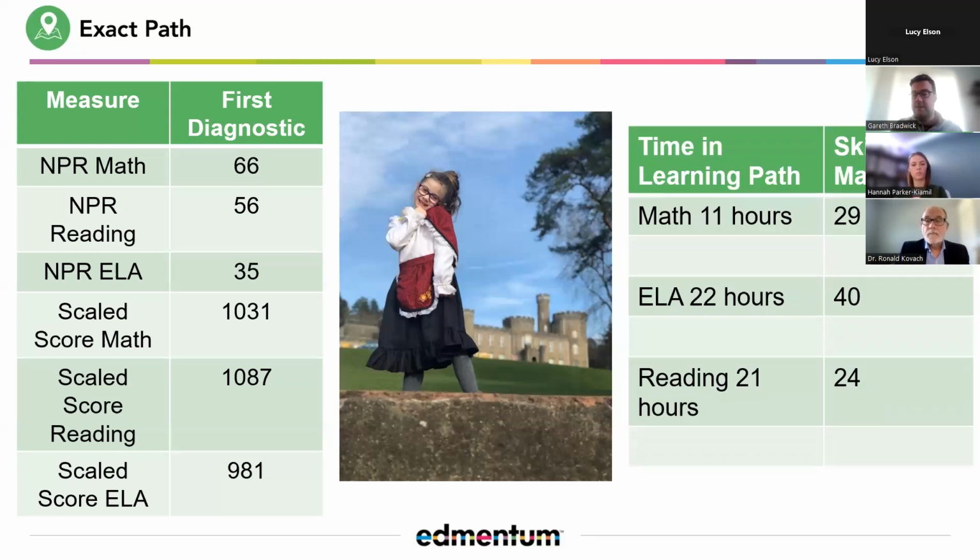Amelia then spent a significant amount of time in her Exact Path learning path, a personalized learning path of content designed to help her grow. She spent 11 hours in math, 22 hours in English language arts, and 21 hours in reading. She mastered in total 93 skills in her learning path.